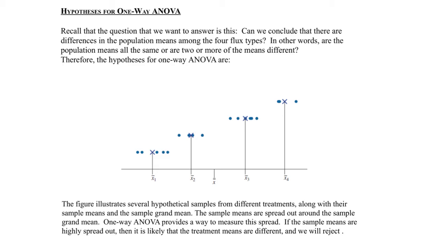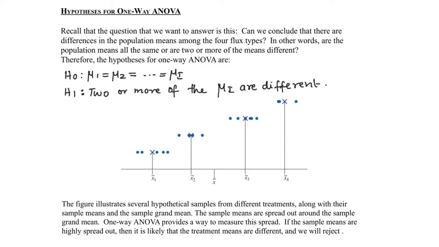Hypothesis for one-way ANOVA. In one-way ANOVA, we test the null hypothesis that all the population means are equal versus the alternate hypothesis that 2 or more of the population means differ. Therefore, the null hypothesis is mu1 equals mu2 equals mu3 up to mu I, which means all the population means are equal. And the alternate hypothesis is that 2 or more of the mu I are different.